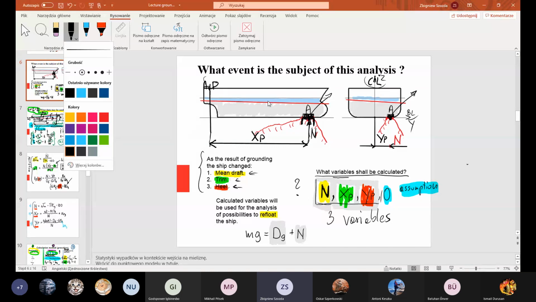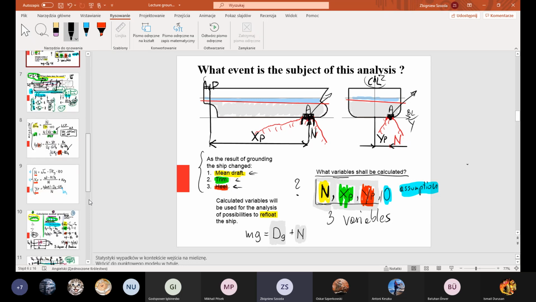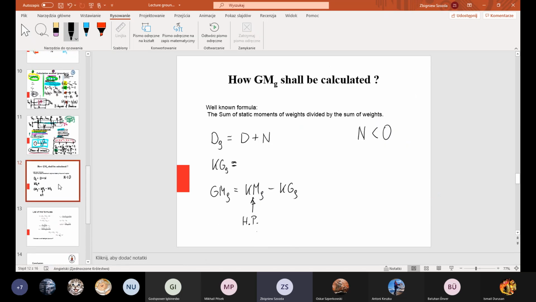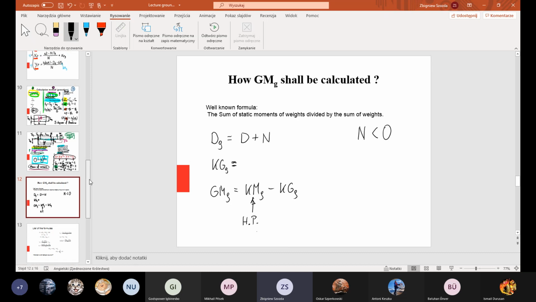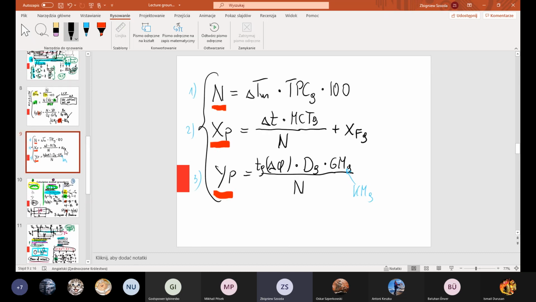Displacement is positive, it acts downwards. Weight is positive, it acts downwards. N is discharged weight, so it acts upwards. It means that for all formulas, we shall use a negative number here. And maybe I shall come back to this formula when we calculate the force.